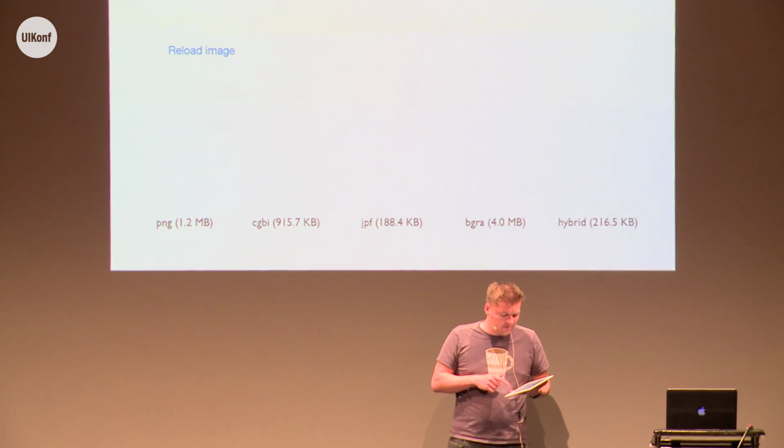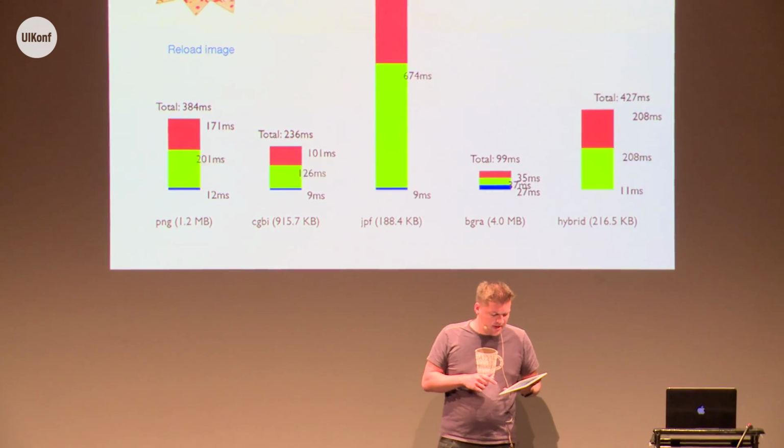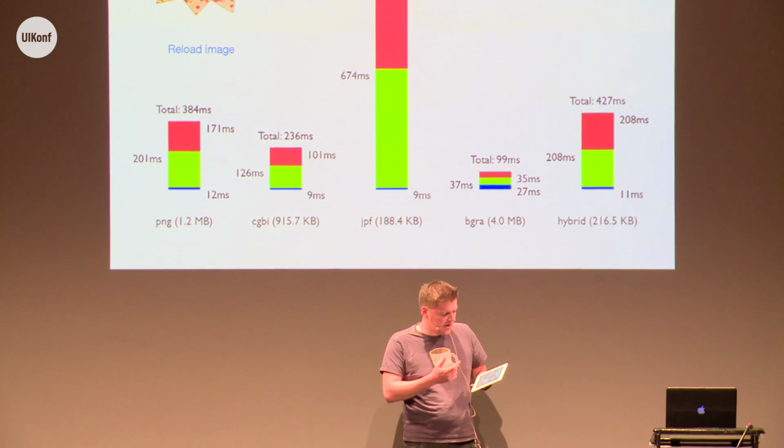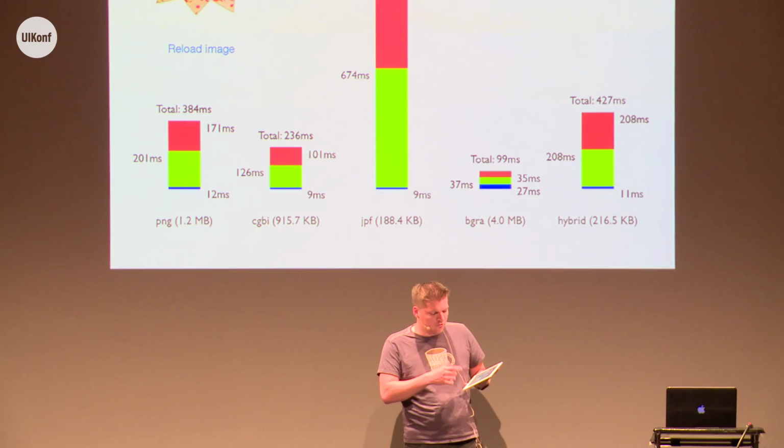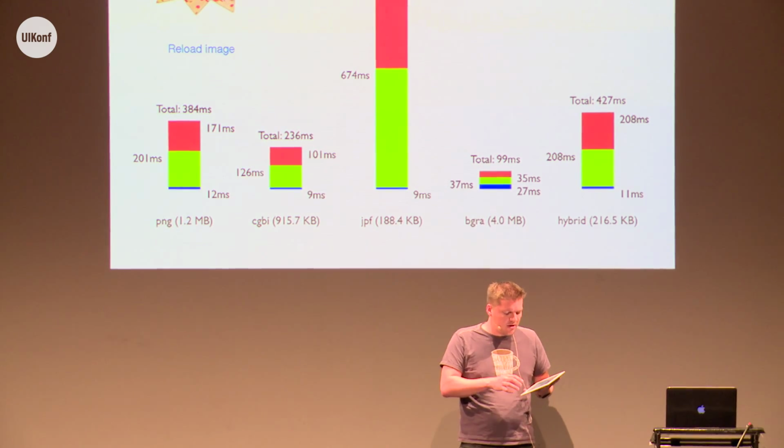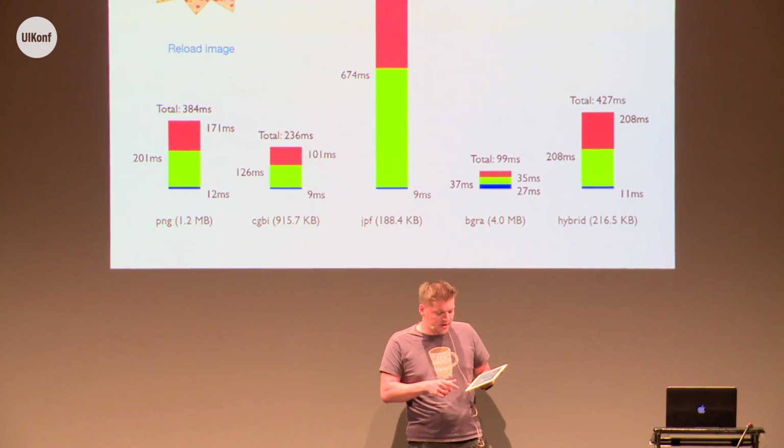If we compare the file size of a hybrid image to the other options here, I've got PNG, CGBI, JPF with horrible performance, raw BGRA data with great performance, and hybrid is somewhere in the middle. But its size is only 200K, so it's the smallest apart from JPEG 2000, but with pretty much the same performance as a regular PNG. So it's quite a nice way of doing things. Again, if you don't explain to your fellow coders why you've done this, they're going to think it's a bit weird that you've got two image files for everything.